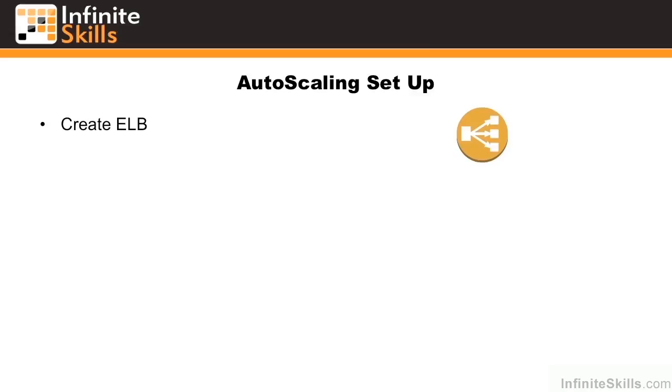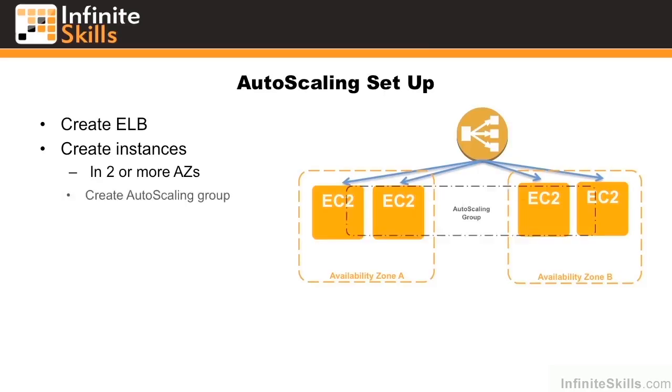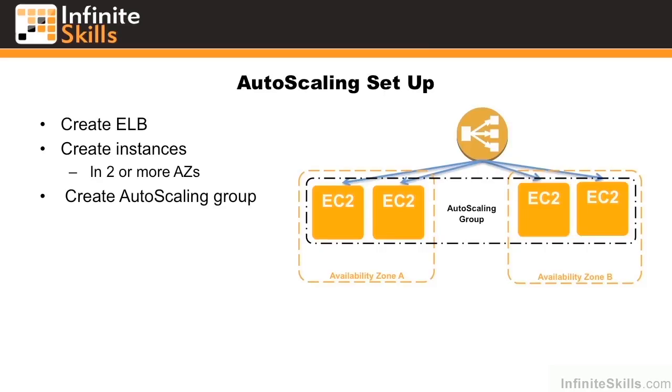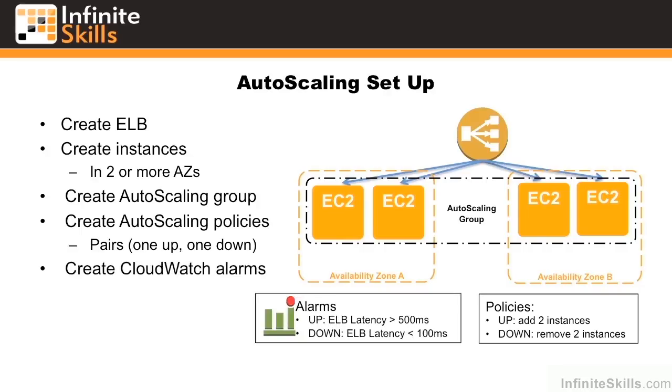To set up AutoScaling, you first need to create an ELB. You need to create instances and balance across them in 2 or more AZs. Create an AutoScaling group that spans those AZs. Create AutoScaling policies in pairs. You're typically going to have one up and one down. Here you can see that for our up policy, we're adding 2 instances, and for our down policy, we're removing 2 instances. Next, you want to create CloudWatch alarms, again in pairs.